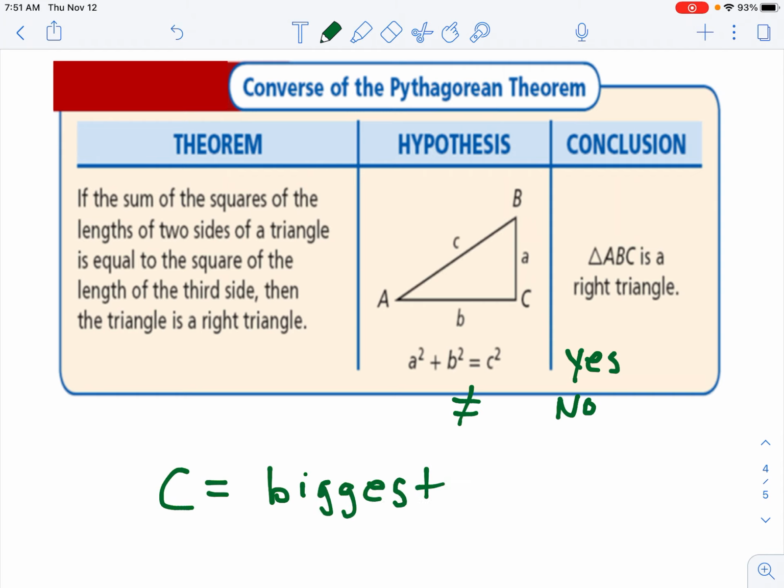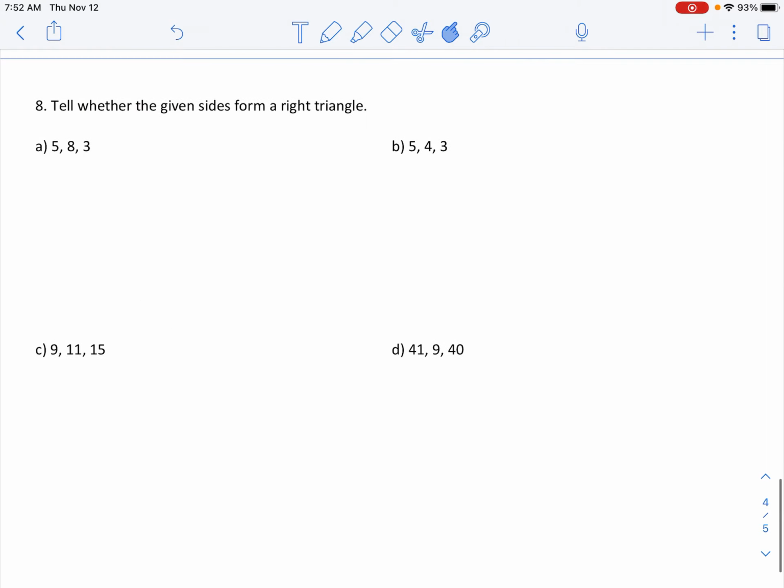So if they just give us 3 numbers and ask us, are these the sides of a Pythagorean triple, then what we check of a right triangle is we check to see if it's true or false. If we plug it in the formula and it's true, the answer is yes. If we plug it in the formula and it's not equal, then it's false. C is always the biggest number they give us. A and B will be the other 2 numbers. All right, so let's go ahead and check.